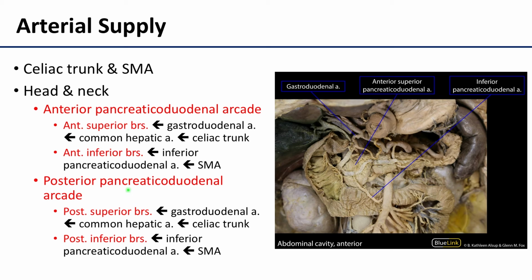The posterior pancreaticoduodenal arcade is similarly organized, with the posterior superior branches from gastroduodenal and the posterior inferior branches from the inferior pancreaticoduodenal, or your SMA. So don't forget, it's very important to note that these arteries not only supply this head and neck region, but also the duodenum. That's thus the name pancreaticoduodenal.